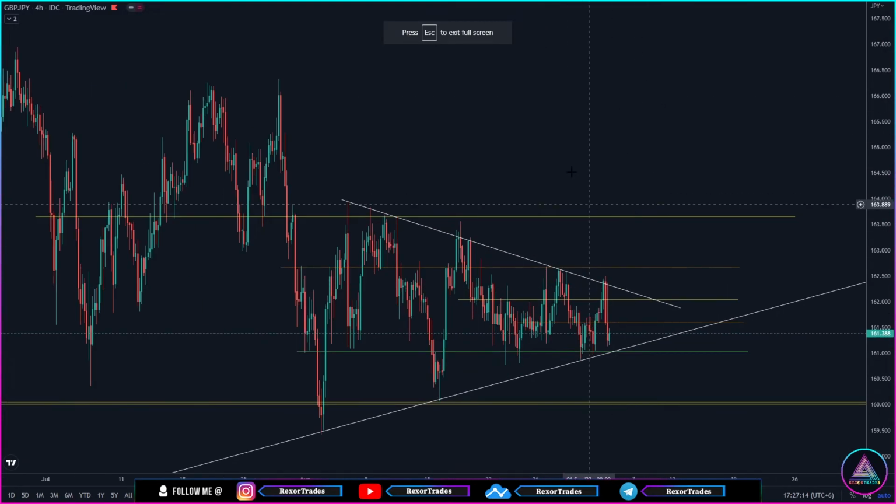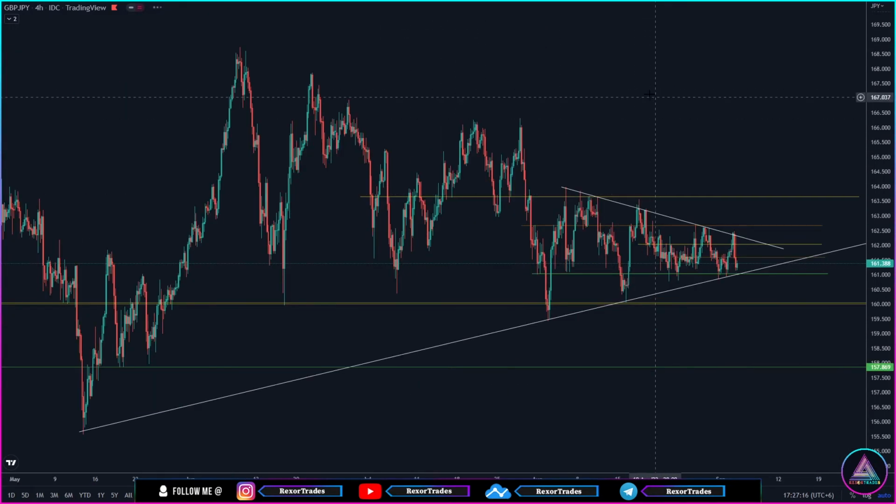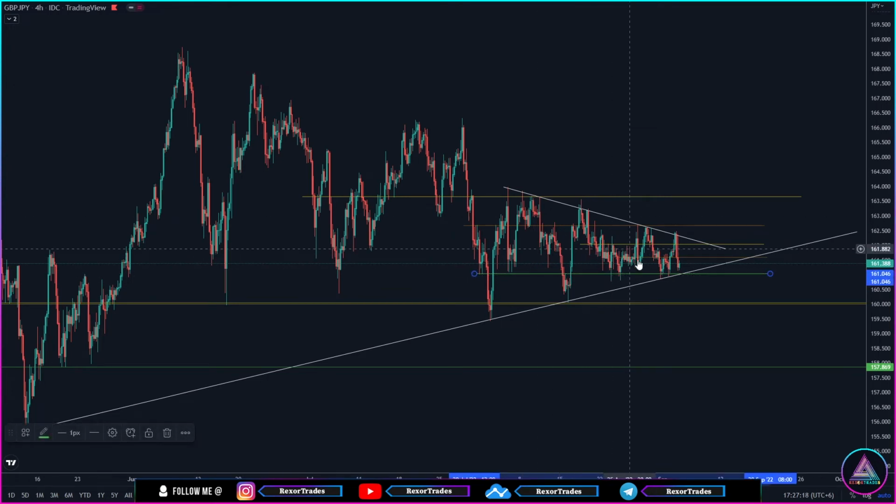Now if you go to even the 4-hour time frame, then you can also see how GBPJPY is creating this descending triangle pattern as well, while facing support over here, having a hard time making a breakout of this key level, while also moving in respect to this downtrend line.